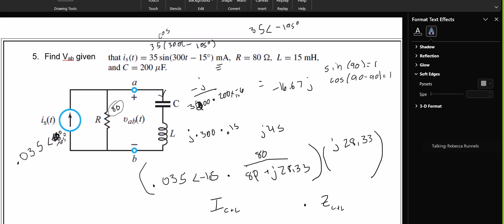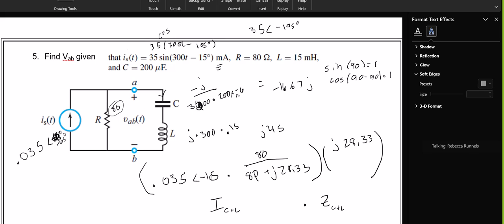Okay, minus 16.67J plus 300 times 0.015J. Wow, this is stupid. No, I'm pretty sure that I did it right. But what I did not do right was the following.